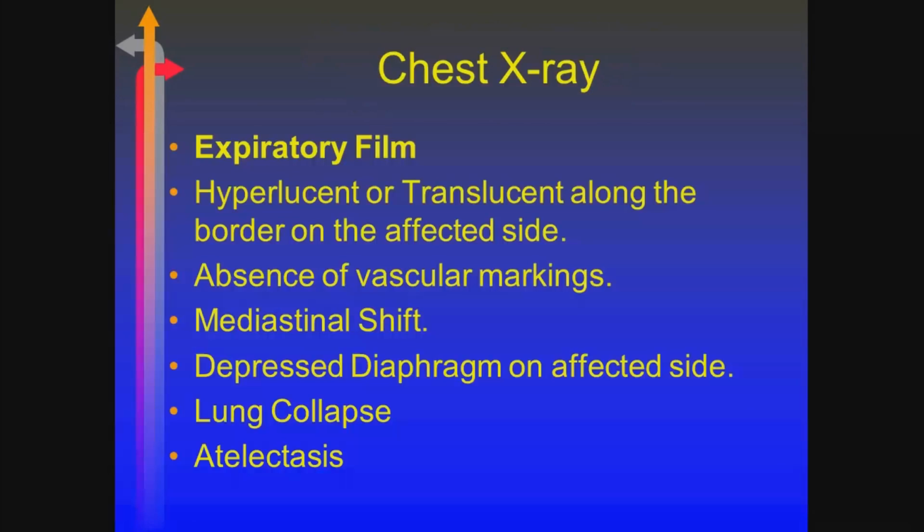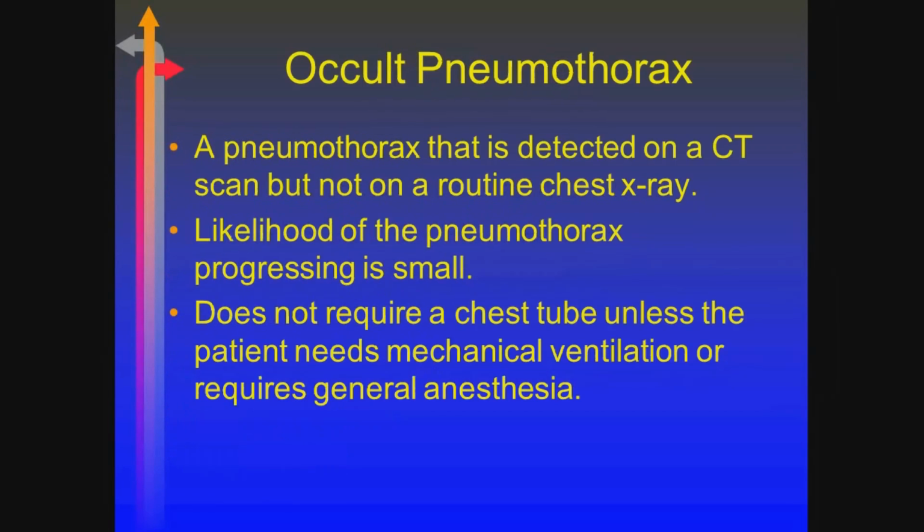Again, try to look for an expiratory film and compare it with the inspiratory film to pick up on it. Look for loss of vascular markings, sometimes in the tension, mediastinal shift, and atelectasis is present, obviously. Just in pneumos in general. Something called an occult pneumothorax is one that isn't picked up on chest X-rays.